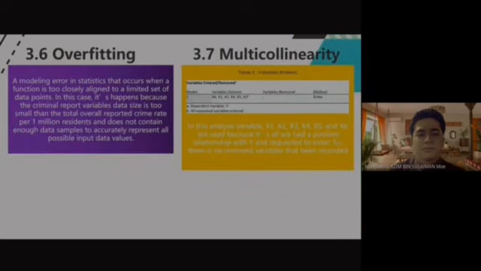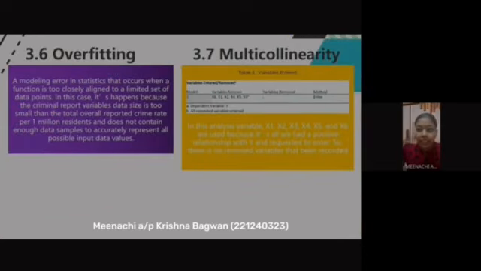The 3.6 is about overfitting. In this case, it happens because the criminal report variable's data size is too small compared to the total overall reported crime rate per 1 million residents. So it does not contain enough data samples to accurately represent all the possible input data values.